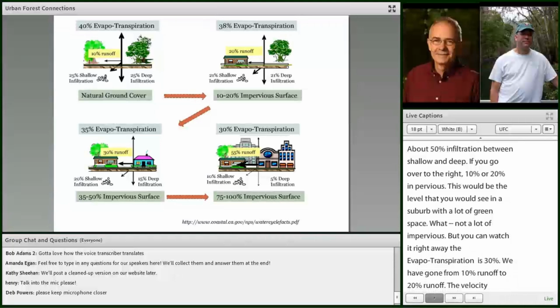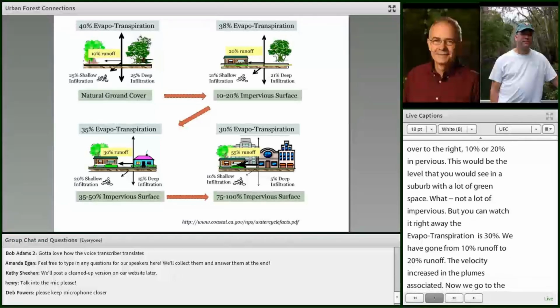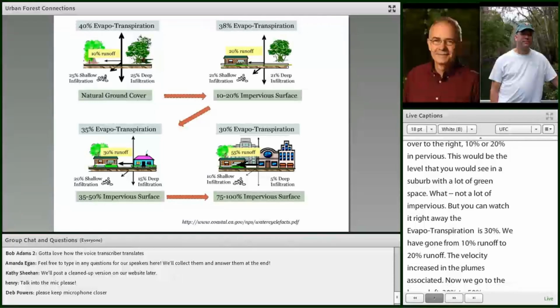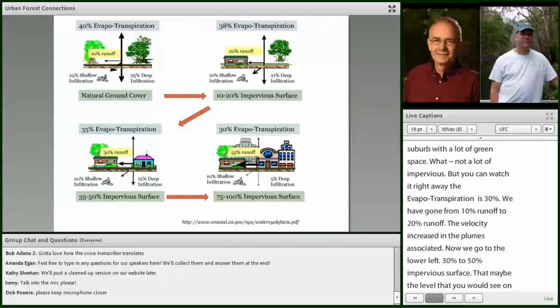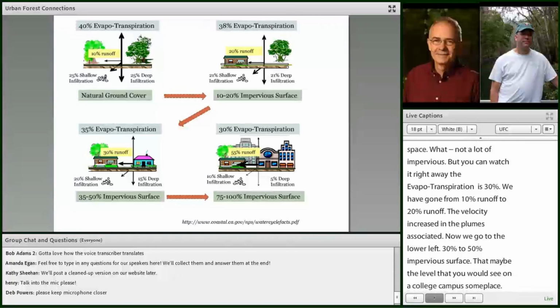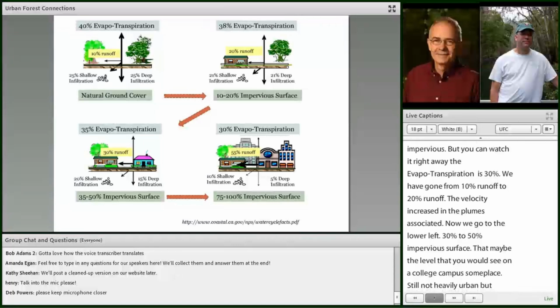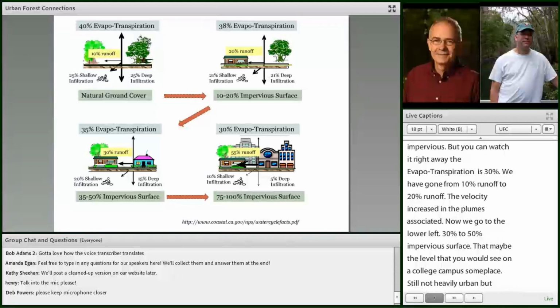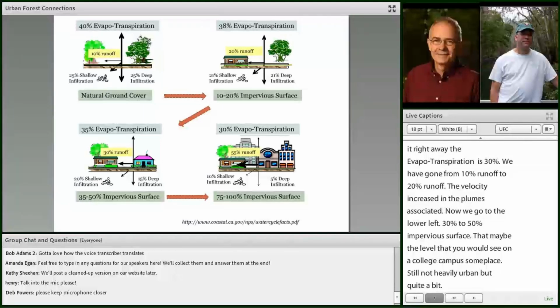Now we're going to the lower left, 30 to 50% impervious surface. That might be the level that you would see on a college campus someplace. Still not heavily urban, but quite a bit of impervious surface around. Evapotranspiration is dropping to 35%. Runoff has tripled. Now we're at 30% runoff. Again, velocity and pollutant levels have increased.